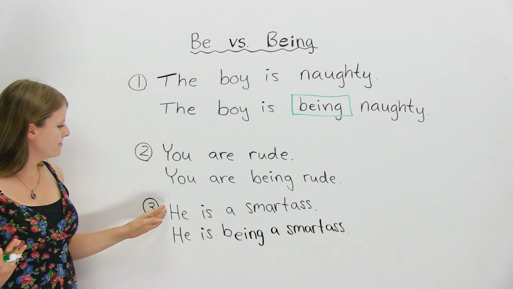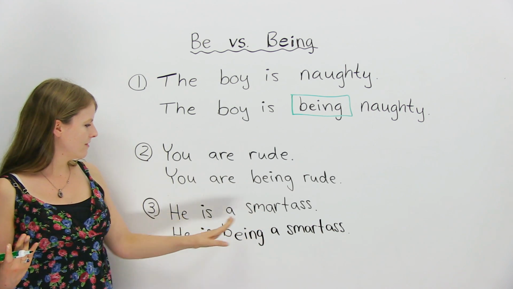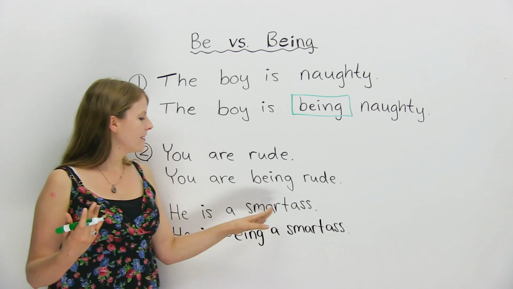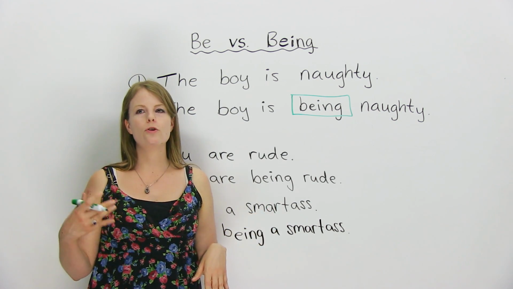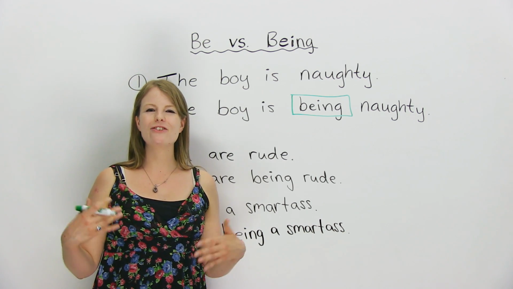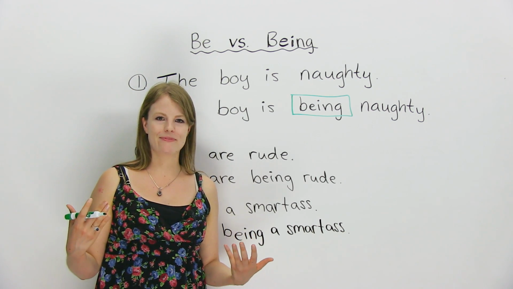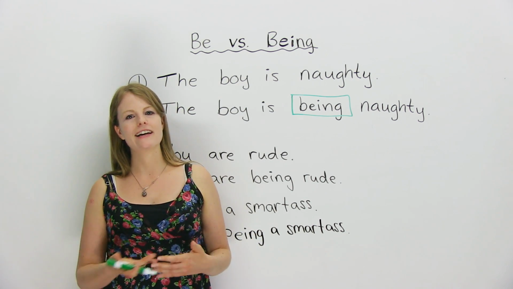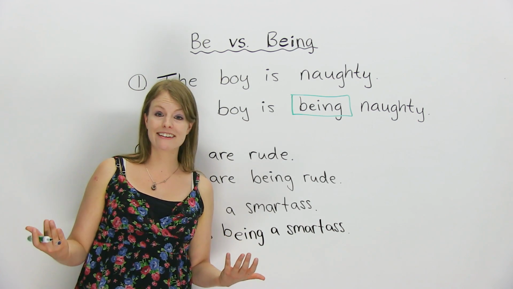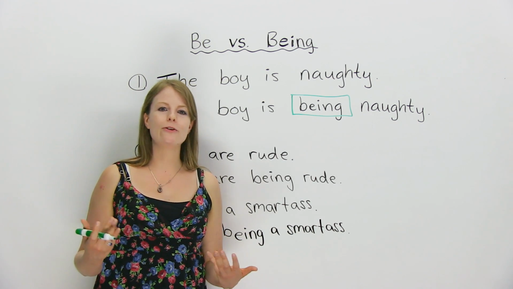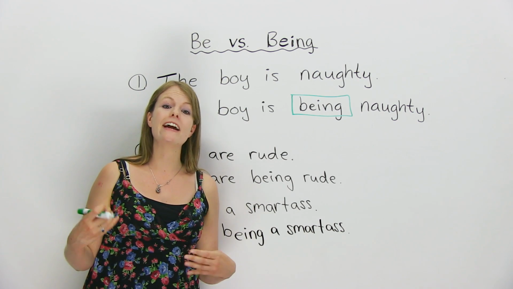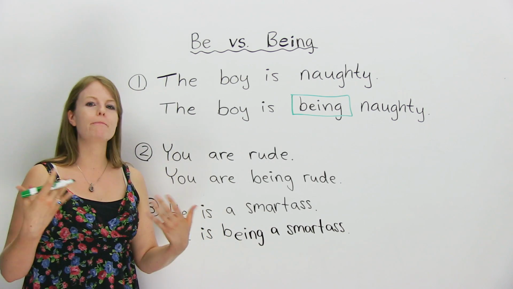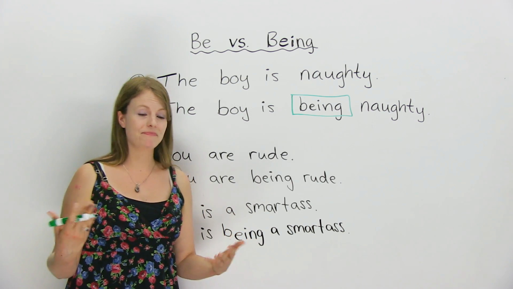Here's another example. He is a smartass versus he is being a smartass. A smartass is a person who tries to be funny, but they do it in kind of a not nice way. So it's almost like not nice funny. So if you think about when you were a kid, maybe there were some smartasses in your class. Those were the kids who always said things that made the teacher very angry. Okay? So those people are smartasses. They purposely try to make people angry.